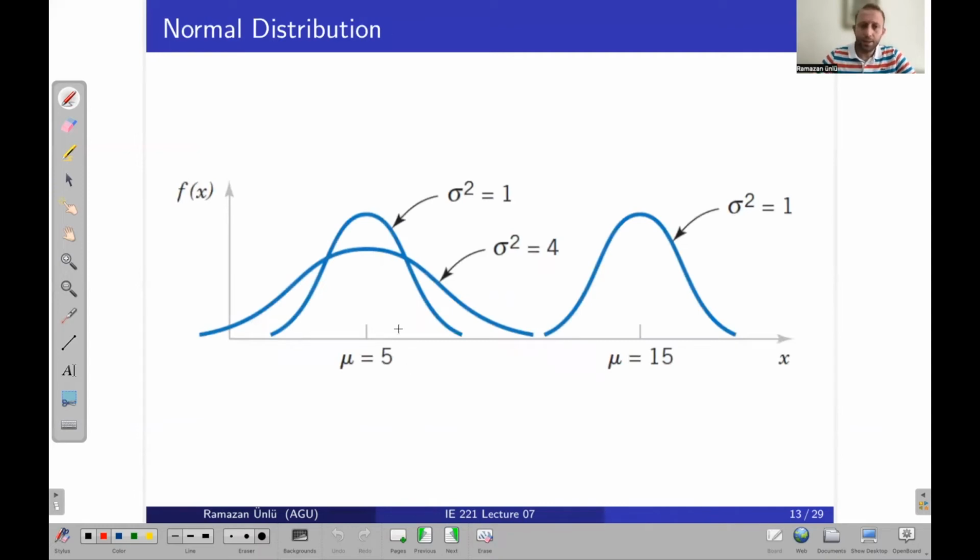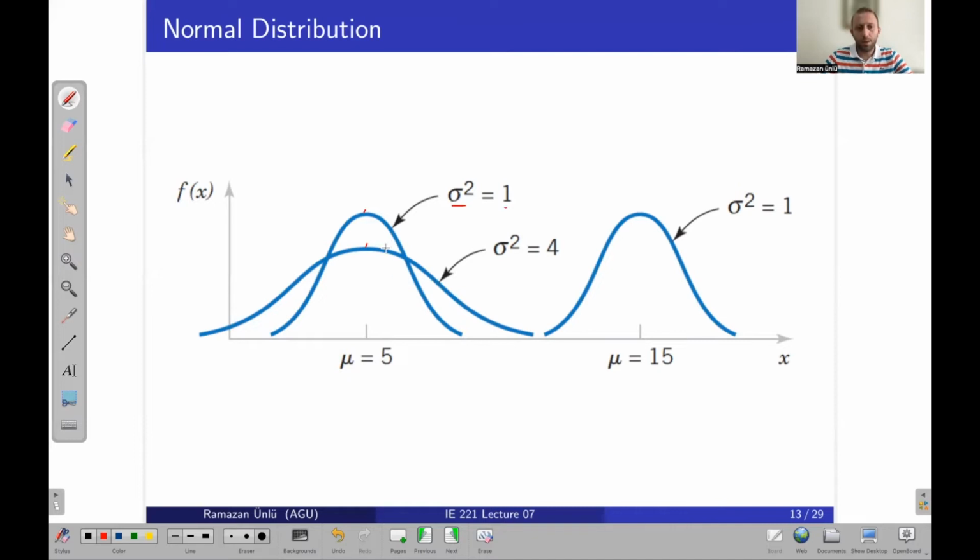So we say that the normal distribution has two different parameters. The first one is sigma squared, which is the variance, and the second one is the mean. Let's look at how these parameters change the shape of the normal distribution. Look at the first one. In this one, we didn't change the mu, so these two normal distributions have the same mean. We just play with the variance. In the first one, the variance is 1, and in the second one, the variance is 4.